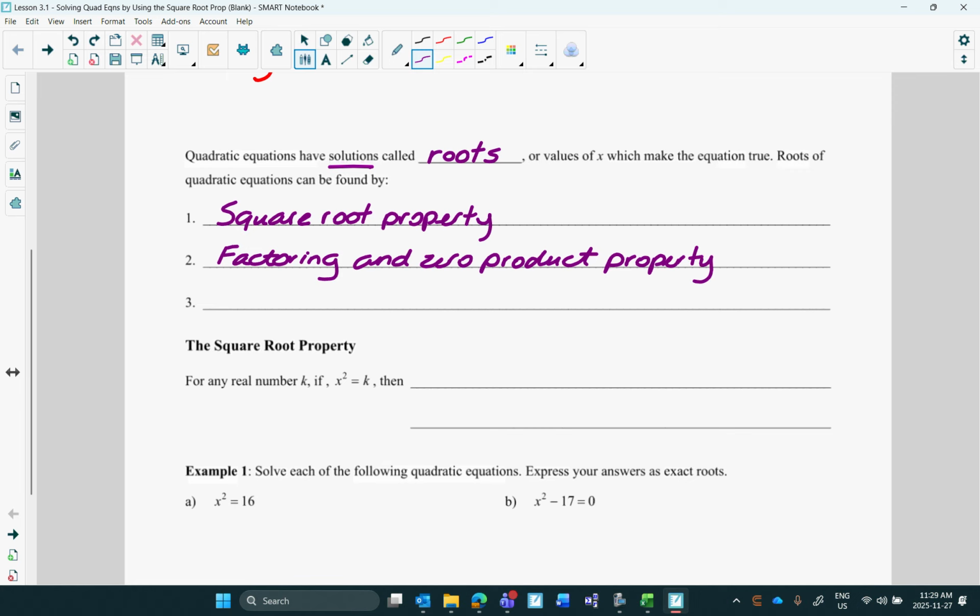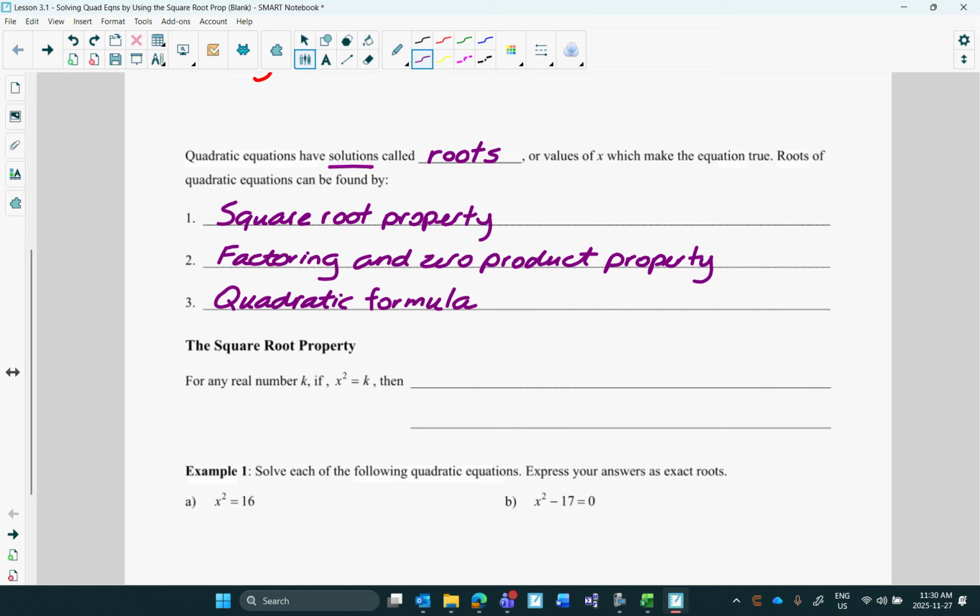We need to do a review of factoring first. But there's sometimes we get a complex quadratic equation and we can't solve it by factoring. So we need another method. And this is a formula you're going to learn and you're going to remember for the next couple of years, something called the quadratic formula. Again, we'll talk about that later down the road. But we're going to start with the square root one today.